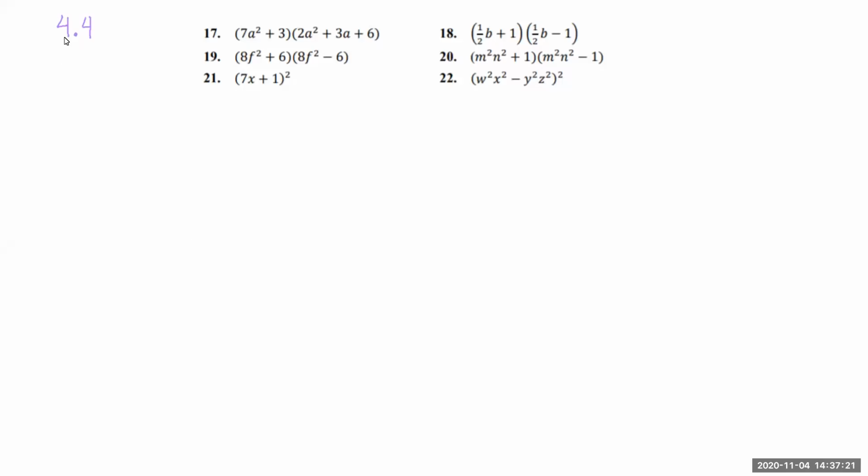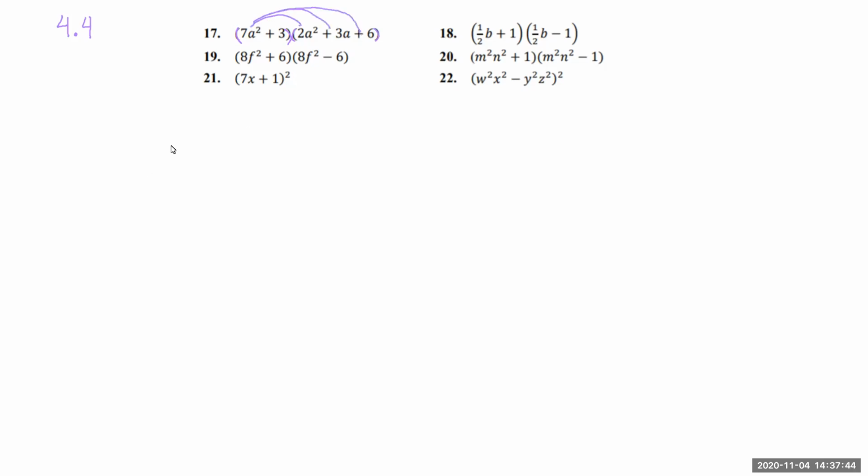Okay, so here we are again, section 4.4. We're going to be going through questions 17 through 22 in this video. Okay, so starting at 17, we again have two parentheses. What we're going to be doing with these is distributing. First, when we distribute, we distribute the first one to everything.